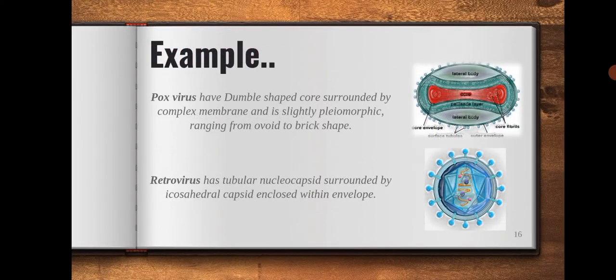Example: poxvirus has a tumble-shaped core surrounded by a complex membrane and is slightly pleomorphic, ranging from ovoid to brick shape. Retrovirus has a tubular nucleocapsid surrounded by an icosahedral capsid enclosed within an envelope.